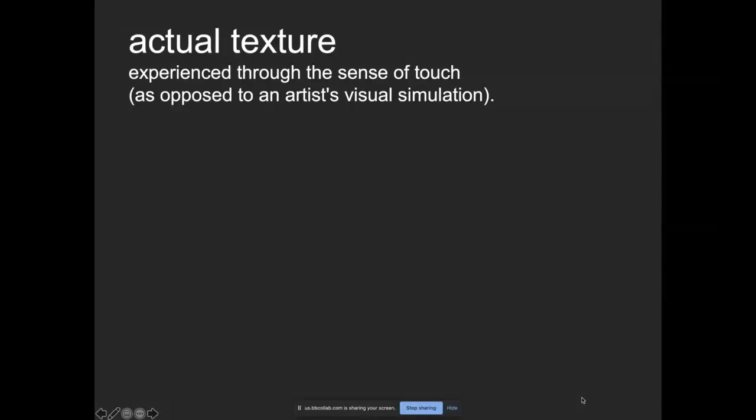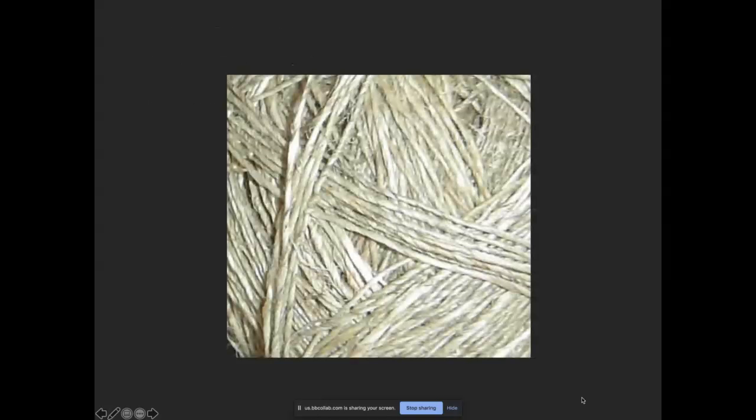Actual texture. Here's one of our distinguishing characters associated with texture that we need to be aware of. Actual texture is literally experienced through the sense of touch. It's not a visual simulation, it's the real deal. So if I threw a ball of twine to you right now, you would feel that rough texture. It's really there. It's not a simulation, it's the actual texture.